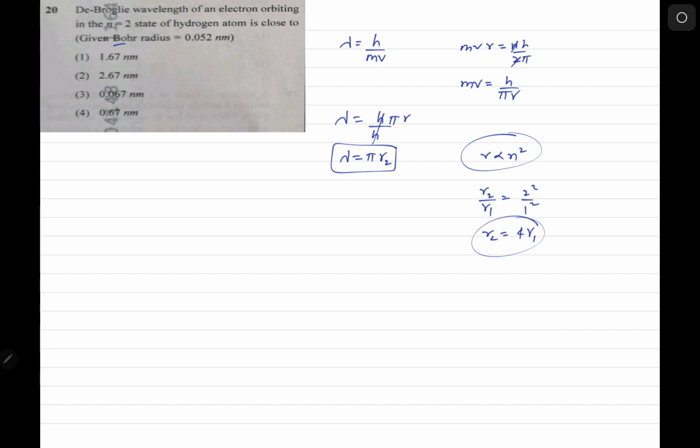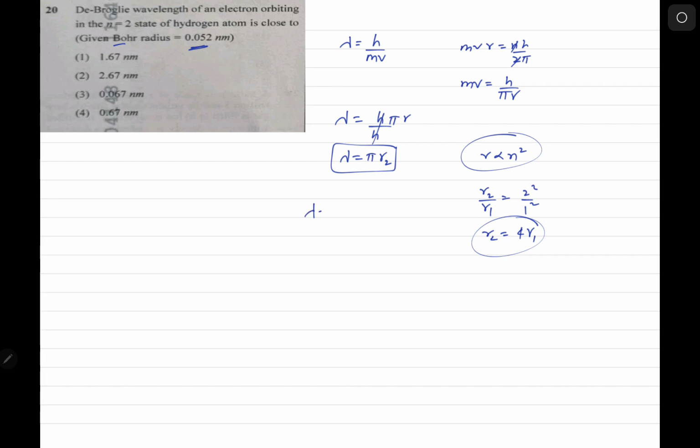So let's just put the value here. So h by pi r. So lambda is coming as pi into r. Now r is the radius of the second orbit when n equal to 2. Here we know that r is directly proportional to n square from the Bohr's model. So r2 by r1 will be n2 square by 1 square. So r2 will be 4r1, and r1 is given, the Bohr radius.